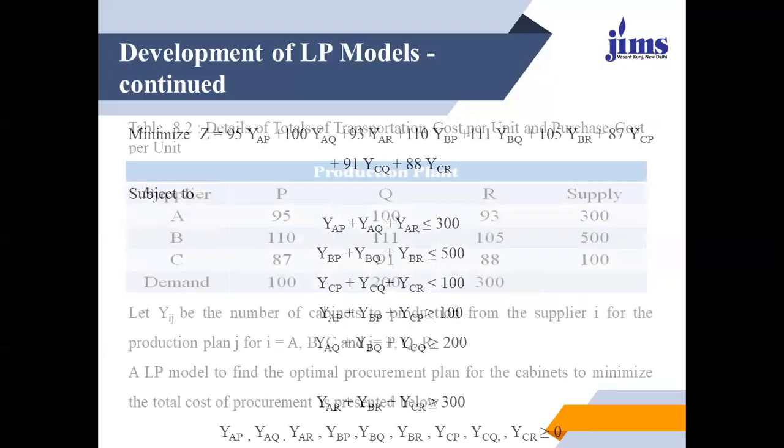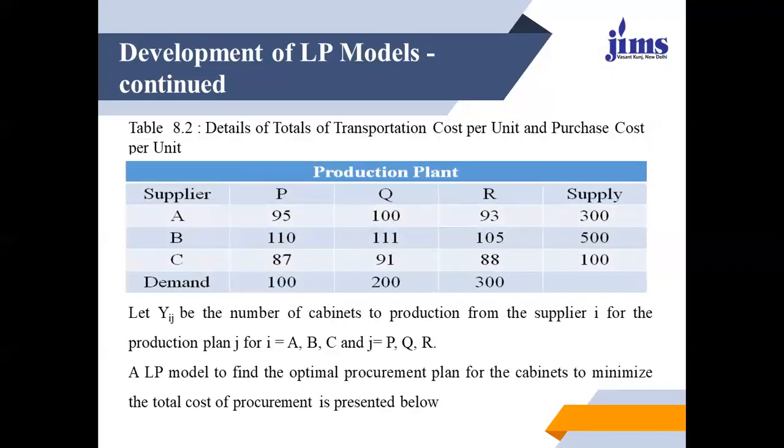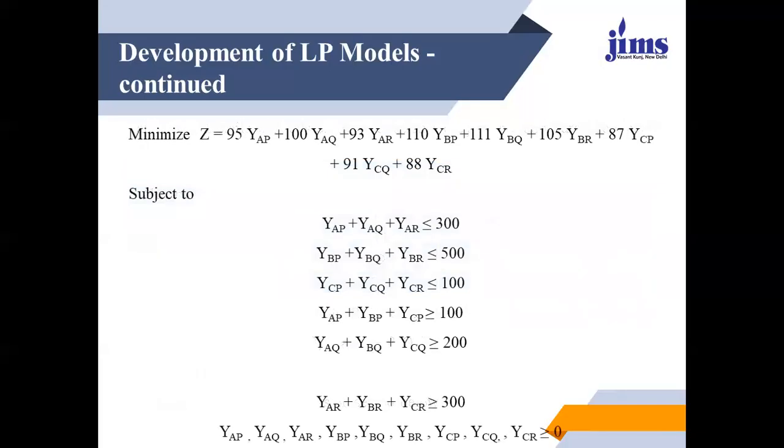Similarly, we write YBP plus YBQ plus YBR less than or equal to 500, and YCP plus YCQ plus YCR less than or equal to 100. Just see. And obviously, then the demand requirement is also there.